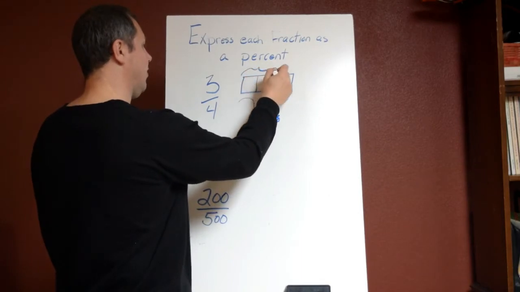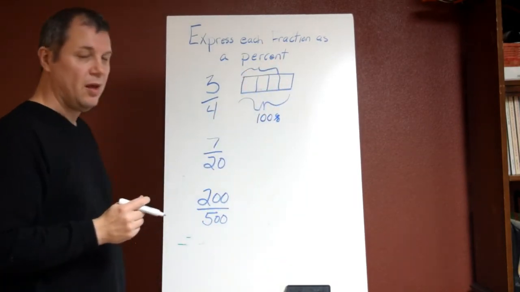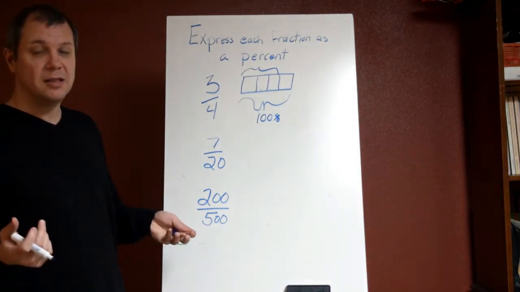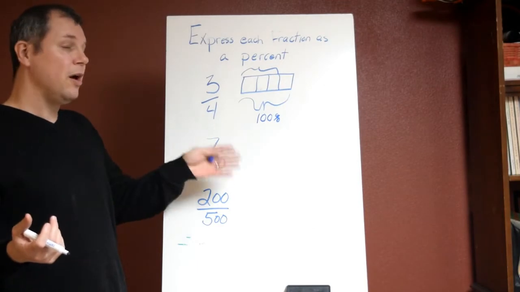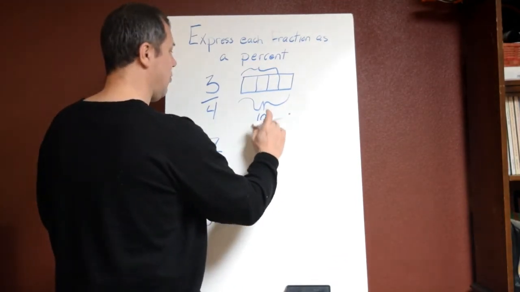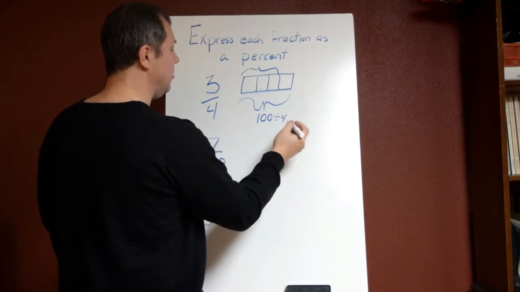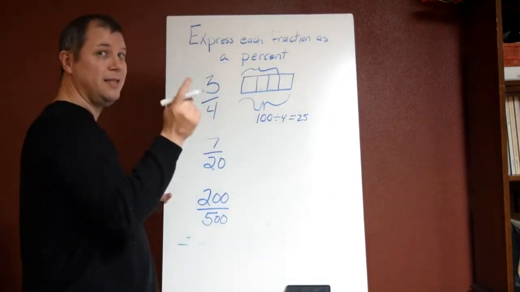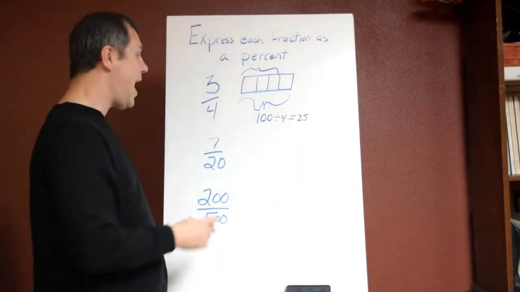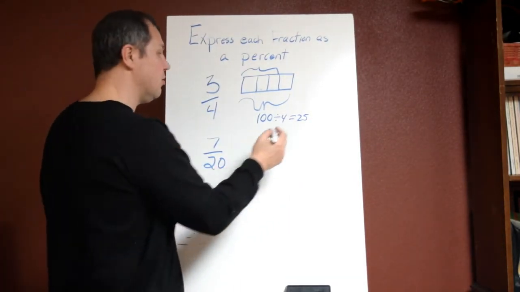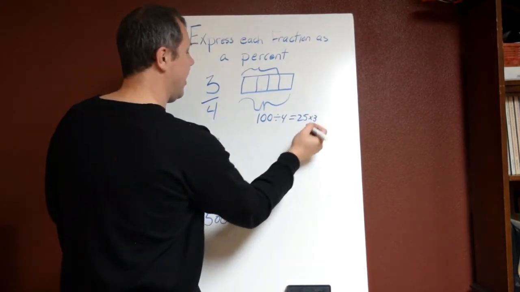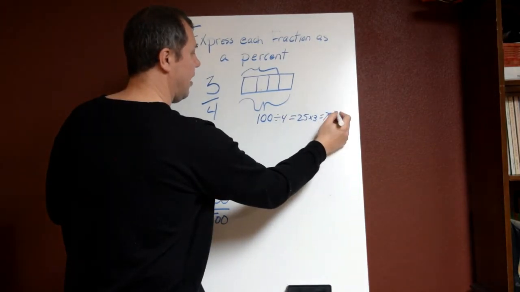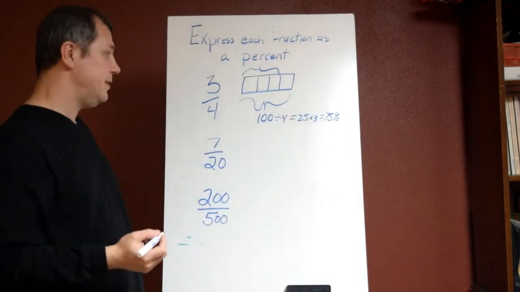But what I'm asked to find is 3/4. So just like in the other problem, I take the total number of parts and divide 100 by 4. So 100 divided by 4 equals 25. So I know one part is equal to 25, but I have 3 parts. So I then have to multiply 25 times 3, which equals 75. And that becomes my percent.